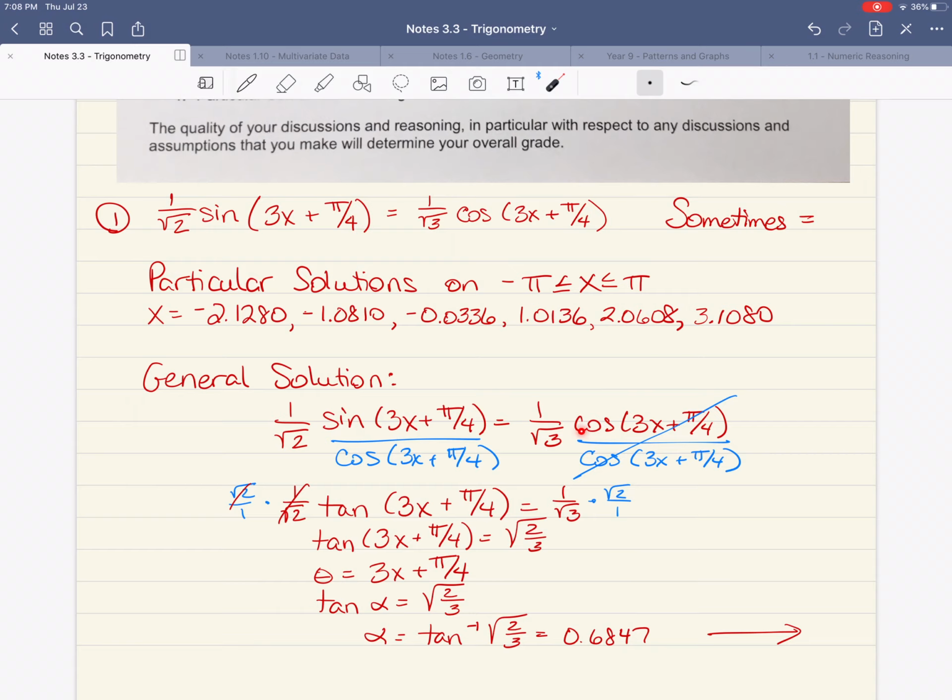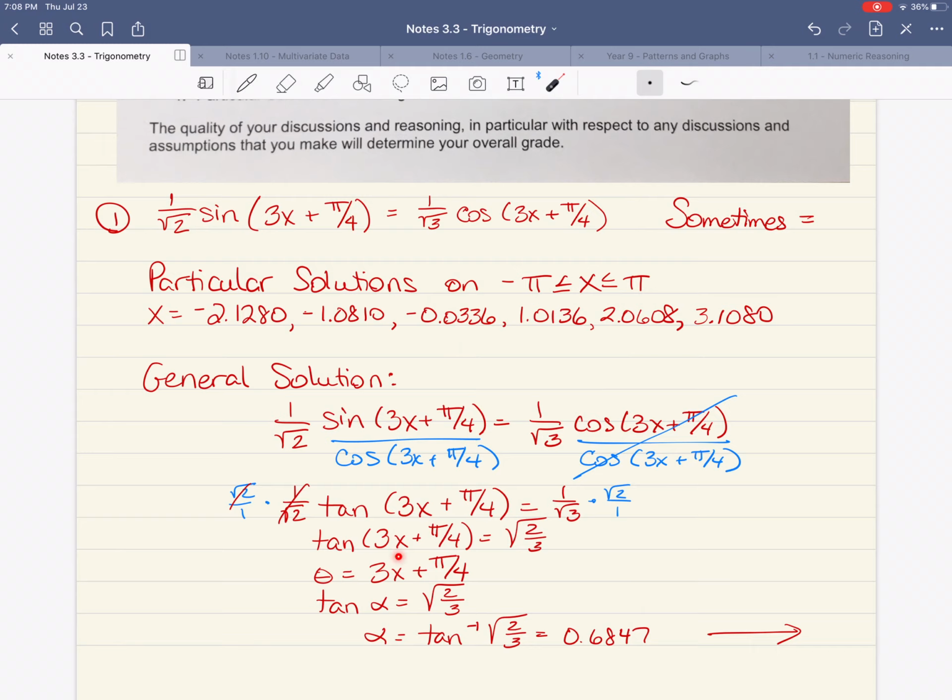So if you're given a sine on one side and a cosine on the other, the best thing to do is to divide both sides by the cosine, which will turn this left-hand side, since the brackets are the same, into the tangent of the bracket. So you have the fraction in the front, tangent of the bracket equals just the constant on the right-hand side. Then you multiply both sides by the reciprocal of 1 over root 2, which is root 2 over 1. You then get tangent equals radical 2 over 3.